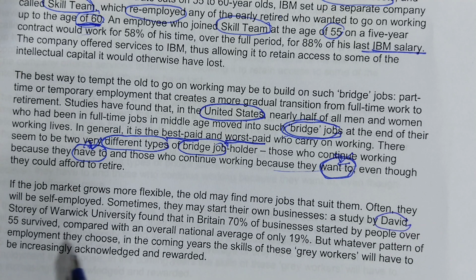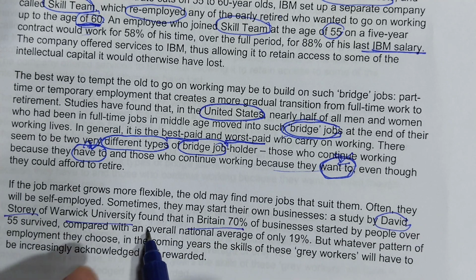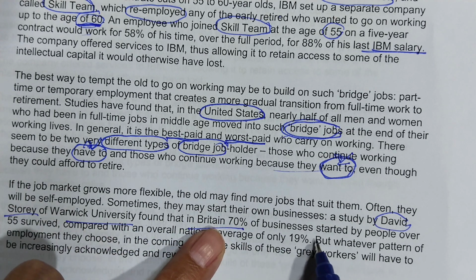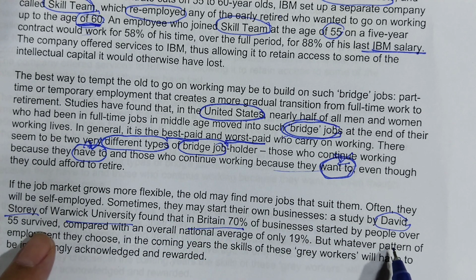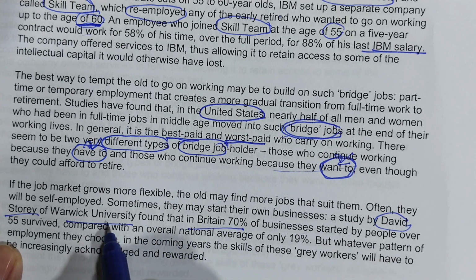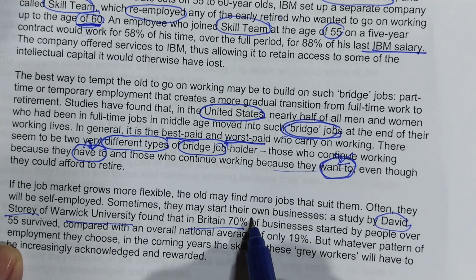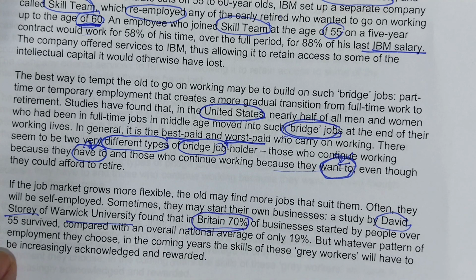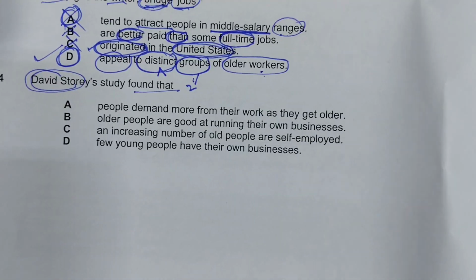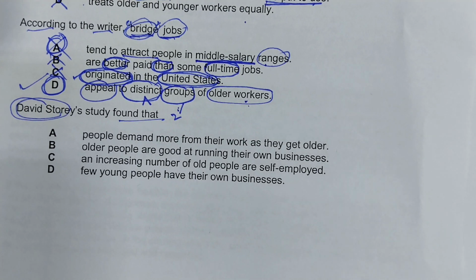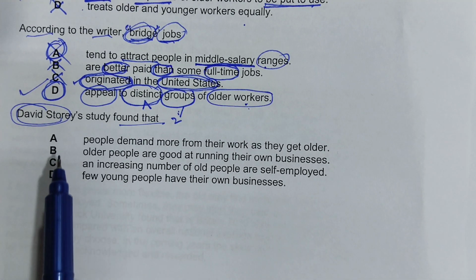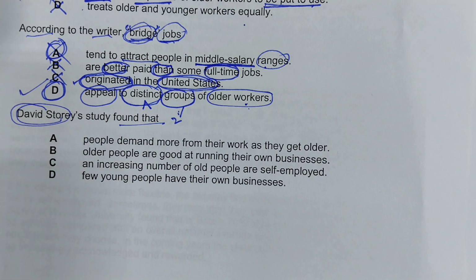Okay, in the second line, we find the word David or his study. He found that in Britain, 70% of businesses started by people over 55 survived. So now we will move towards our question options. First we will underline the keywords. As we are supposed to talk about David's study, it is always an excellent option. You will mostly find it like that, and this is very easy to find out the answer for this type of question if they are giving you the name.